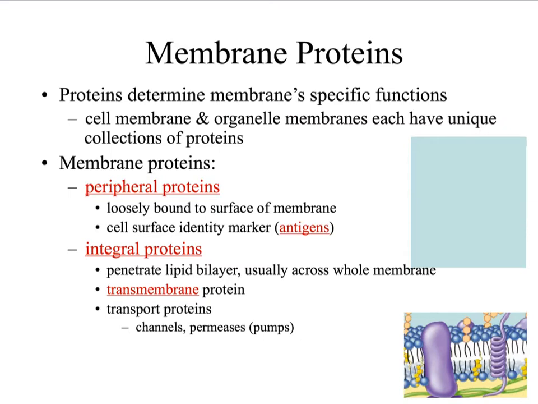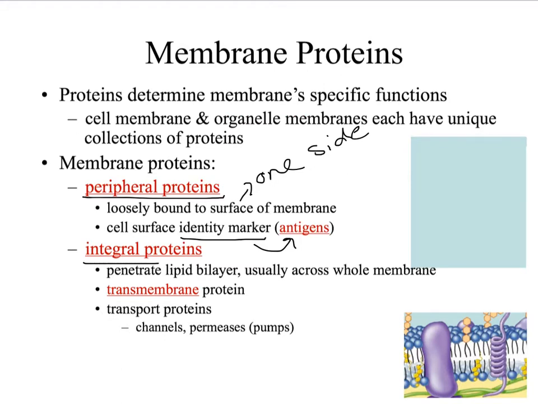The different types of proteins can be categorized into two main groups. So you have your peripheral proteins, which are going to be bound to one surface of the membrane, so they're only going to be on one side. They're not going to go all the way through. They can have a couple of different functions, but one of them is as a surface identity marker, that's referred to as an antigen. And so they help cells talk to other cells and signal the health of the cell that they are in.